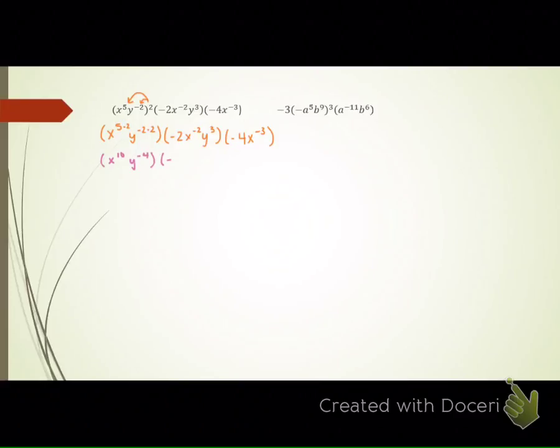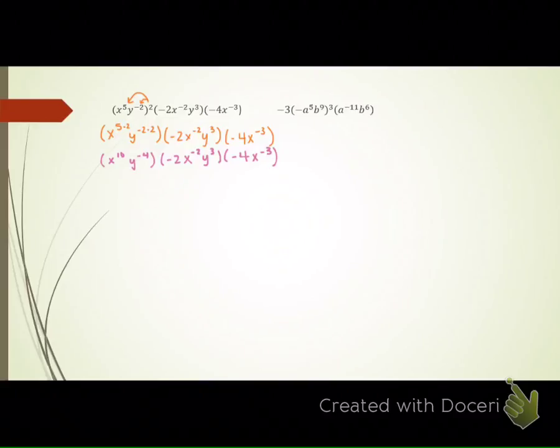An exponent to an exponent means we multiply. Good job. I'm just going to drop everything else down. So I get x to the 10th, y to the negative 4th, and then I have negative 2, x to the negative 2nd, y to the 3rd, and negative 4x to the negative 3rd.